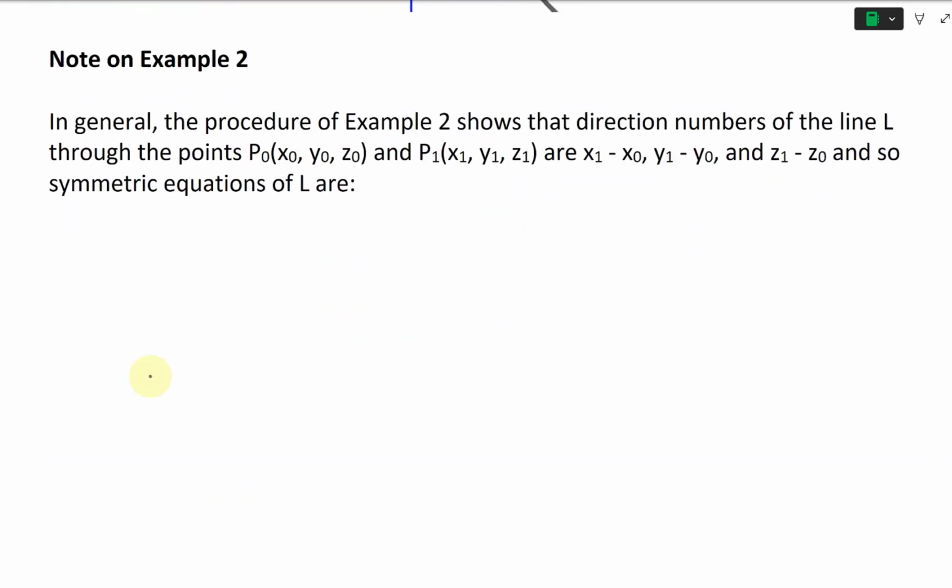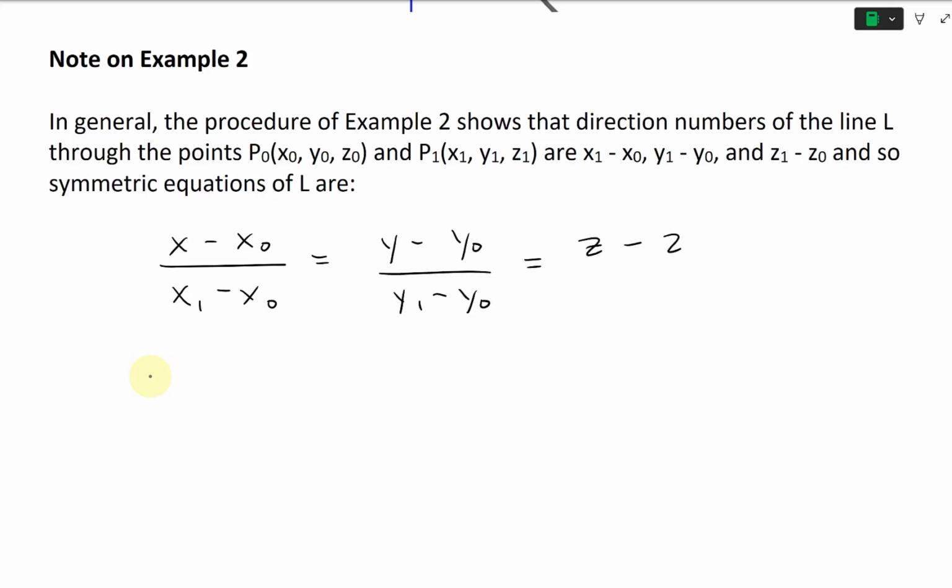Yeah, so we could write this all out. So we're going to have x minus x naught over, now the direction numbers are x1 minus x naught. Then likewise, it's going to be y minus y naught over y1 minus y naught. This equals z minus z naught over z1 minus z naught. Like that. So epic stuff.